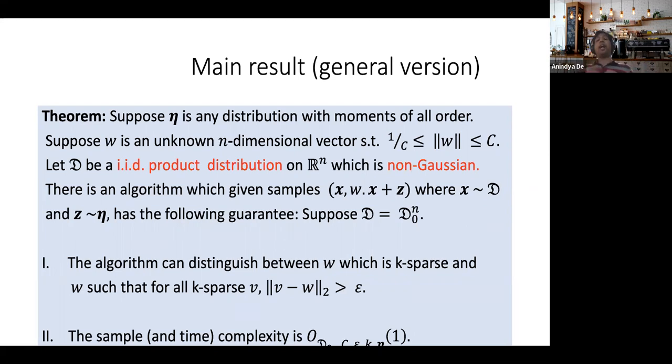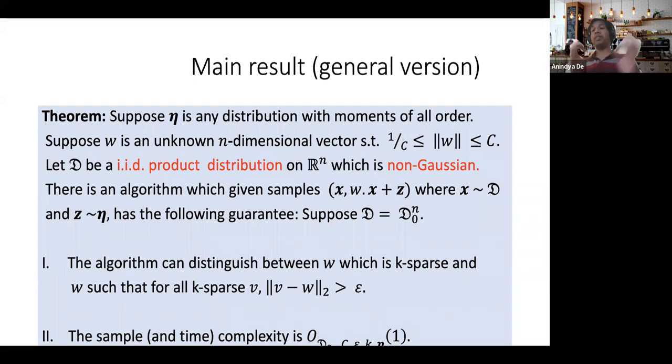In particular, the algorithm can distinguish between W, which is k-sparse, versus W, which is epsilon far from k-sparse, with a number of samples, which unfortunately has gotten cut off. I don't know how to show this properly, but what this says is that it's order 1, where the order depends on everything but n. It doesn't depend on n. It's dependent on the normalization constant C. It's dependent on the moments of the distribution eta. It depends on the error parameter epsilon. It depends on D naught, which is like the marginal on any single coordinate of D. However, it does not depend on n.